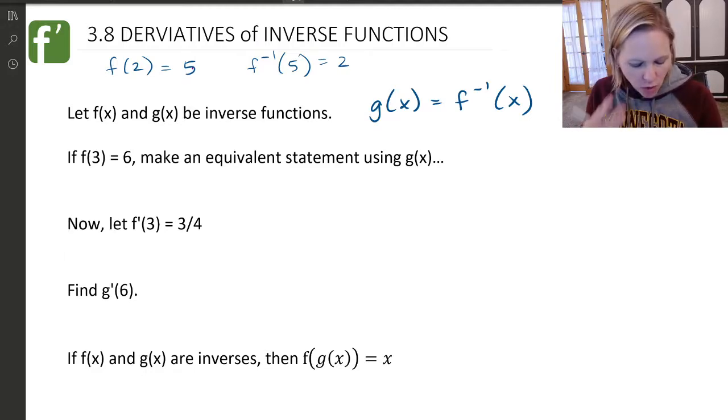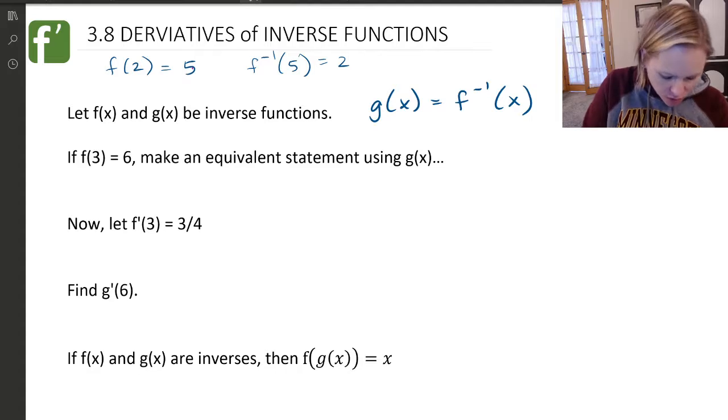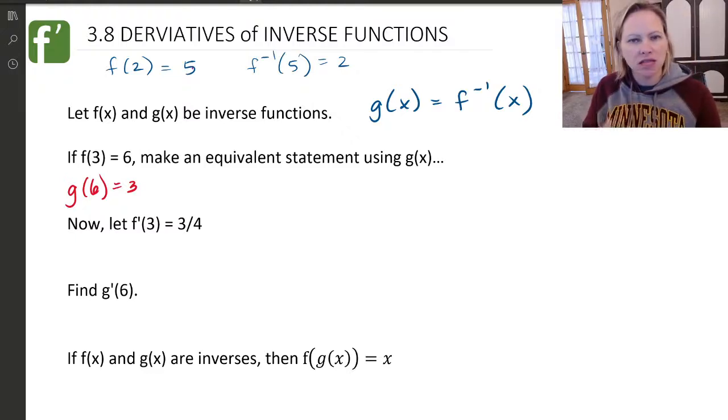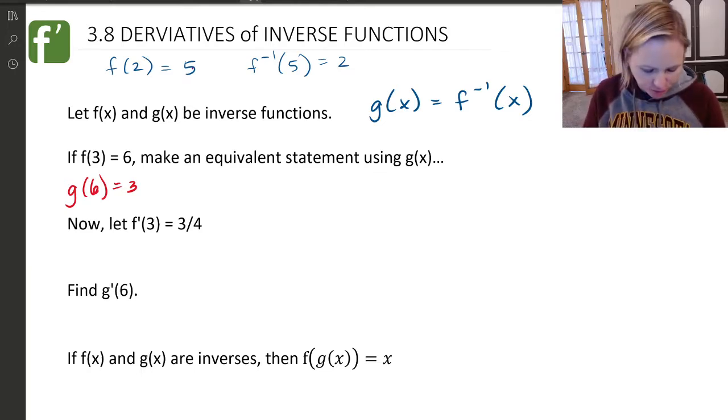So what we need to do first is lay down the relationship and make some equivalent statements using our inverse function. So if f of 3 equals 6, and g is the inverse, the first thing we want to do is put it in terms of the inverse function. We want to say g of 6 equals 3. So we always want to make that statement first, where we define the numbers that are given to us in terms of the inverse. We want to swap the domain and the range in the inverse function.